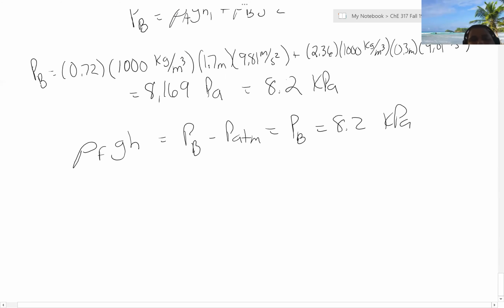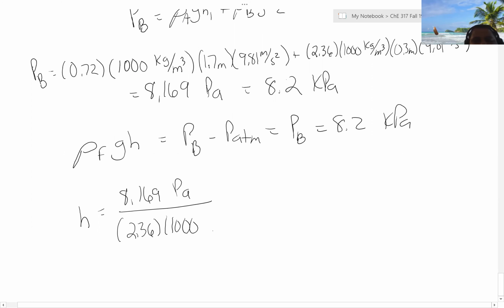So knowing that, we can solve for the height by saying 8,169 pascals divided by 2.36 divided by 1,000 kilograms per cubic meter divided by 9.81 meters per second squared. We do that, we should arrive at the height of the fluid in that second manometer.